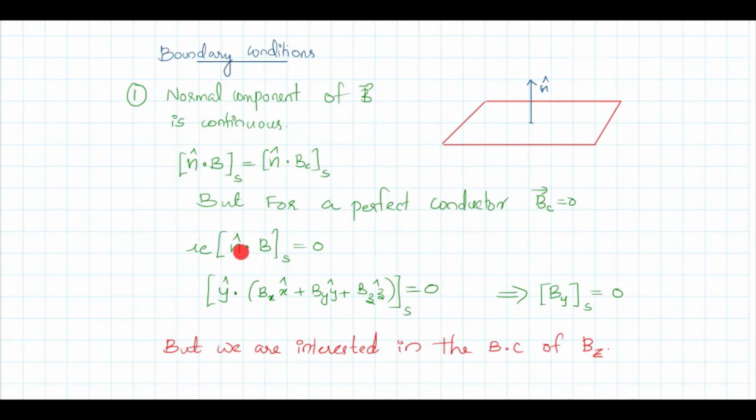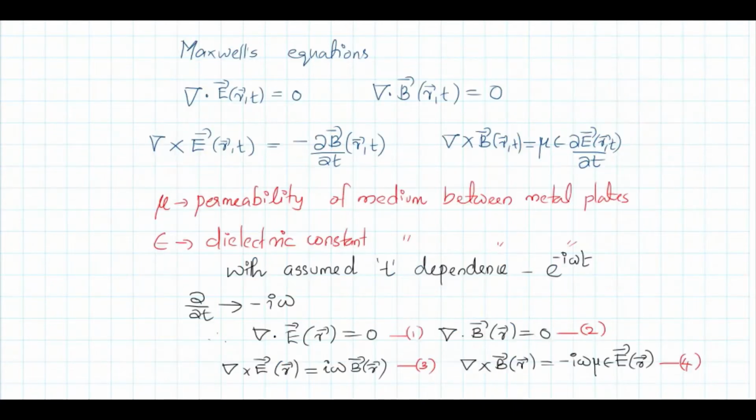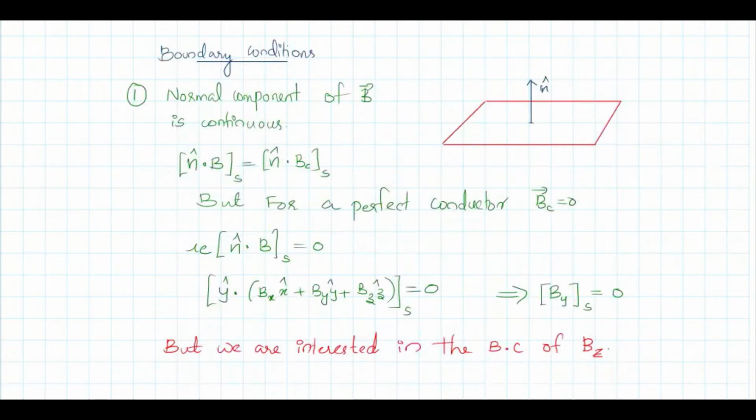What is n cap here? As per our figure, n cap is in the direction of y cap, from conductor to dielectric. So y cap dot, what is B? This is vector B. So vector B I can write as Bx x cap plus By y cap plus Bz z cap at surface equal to 0. So y cap dot x cap is 0, y cap dot y cap is 1, y cap dot z cap is 0. So the only term remaining is By at surface is 0.